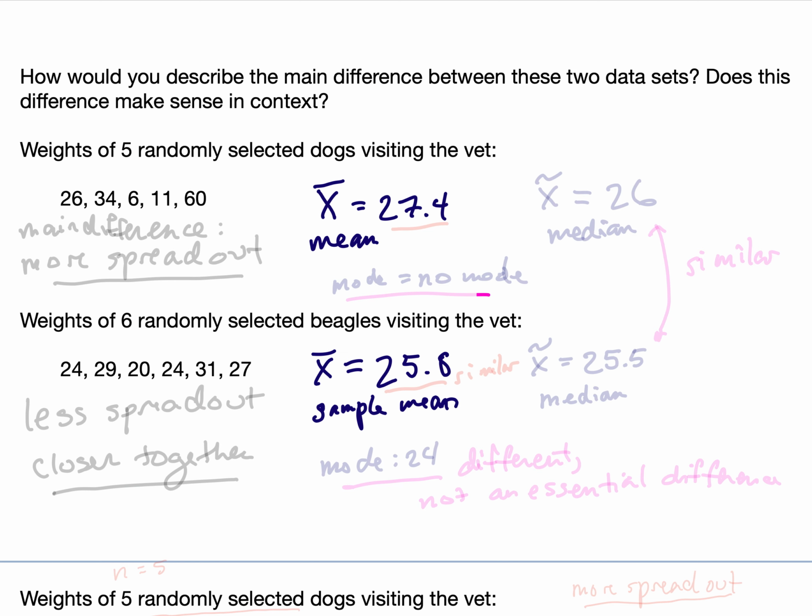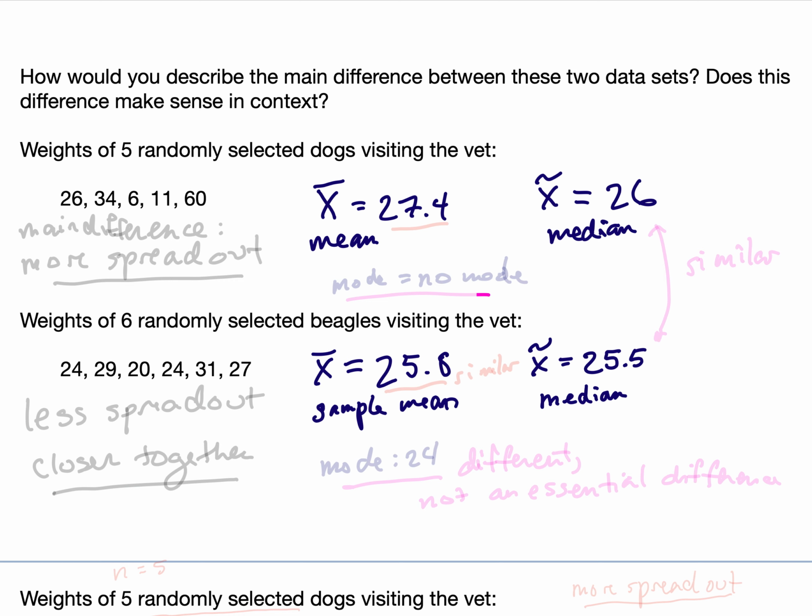And the sample median, another measure of center, the middle data value in this case, is 26. This is the median. And the median for this other data set, for the beagle dogs, is 25.5. And again, you could try these out just as an extra set of practice problems.